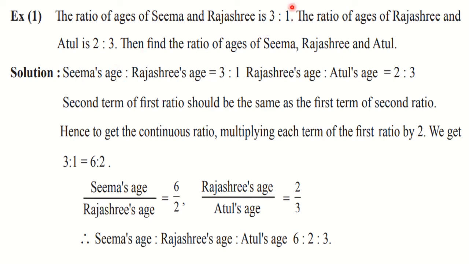Simply we cannot write 3:1:3. Why? Because this second number and this first number are not the same. We have to make them the same. Then and only then can we compare. So this is one example of how to get a combined ratio of two different ratios. Let us go further.